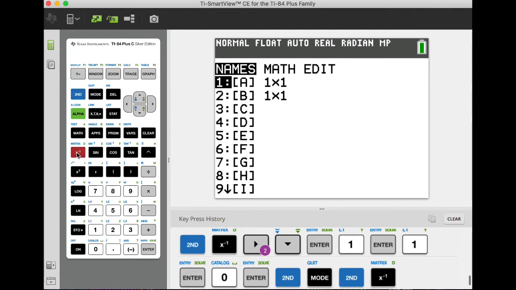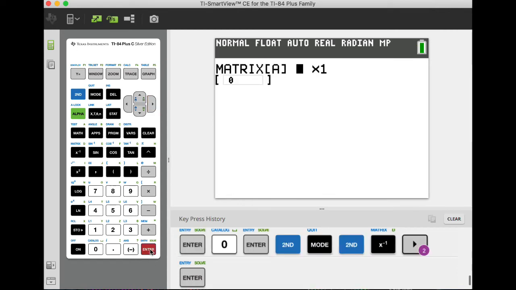So when you press that, you'll see a new screen that has this, names, edit, and math in front of you. What we want is the edit part. This is just like when we edited lists. So you'll use the right arrow on the direction pad to go over to edit, and then you want to highlight matrix A as the first one, and then press enter.